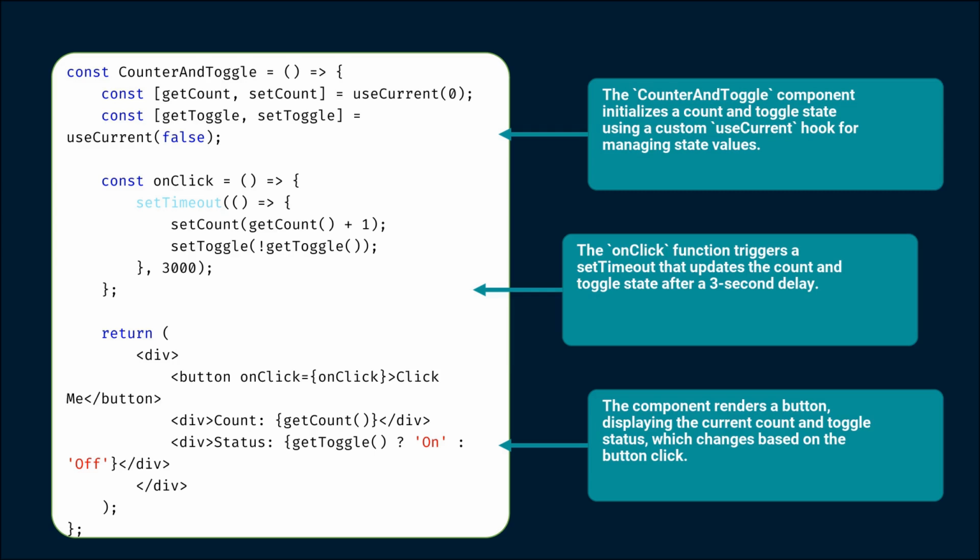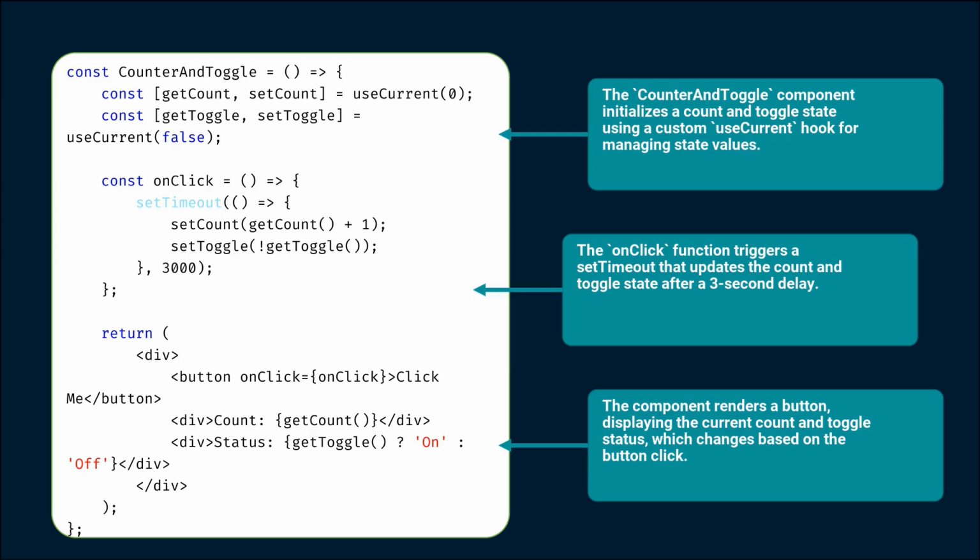This setup enables us to track the count and the toggle state independently while still keeping the code clean and organized. Next, we create an onClick function that is triggered when the button is clicked. Inside this function, we use setTimeout to delay the execution of updating our states by 3 seconds. After this delay, we increment the count and flip the toggle state. This showcases how useCurrent provides access to the latest state values, ensuring our updates are based on the current states, resulting in a responsive user interface.